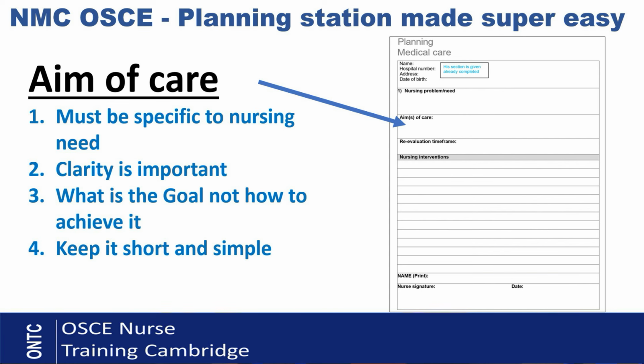So aim of care is what's the goal. It's not about how you achieve the goal. How you achieve the goal is your interventions, and you will write those in the intervention section of your care plan. Lots of people, sometimes I see nurses writing lots of interventions in this section. No, what they're going to do, that is intervention. What you're trying to achieve. Okay, so keep it simple, keep it clear.